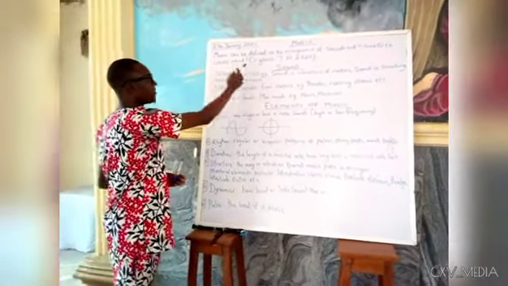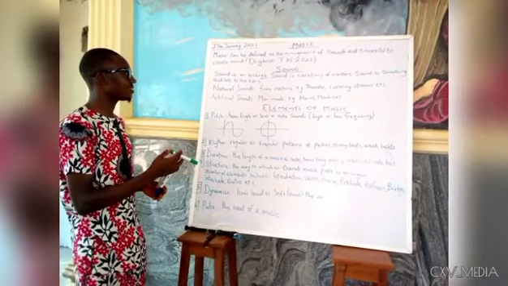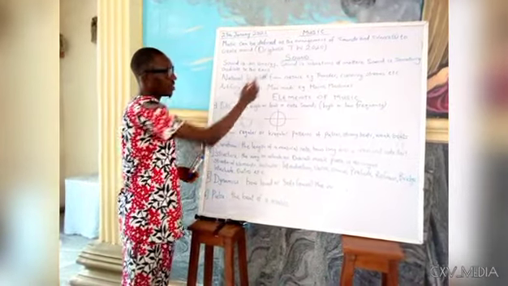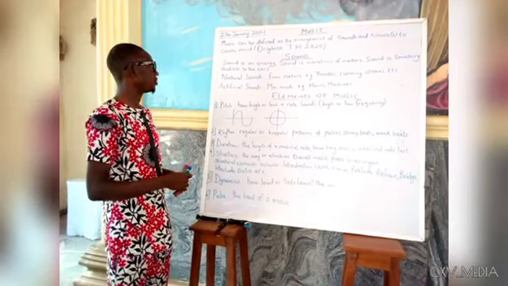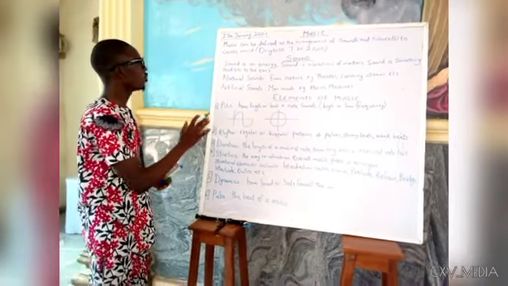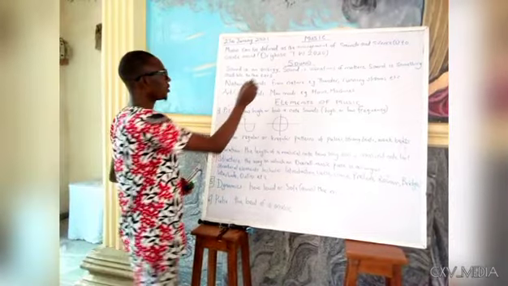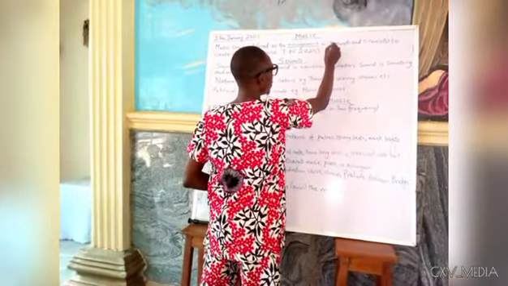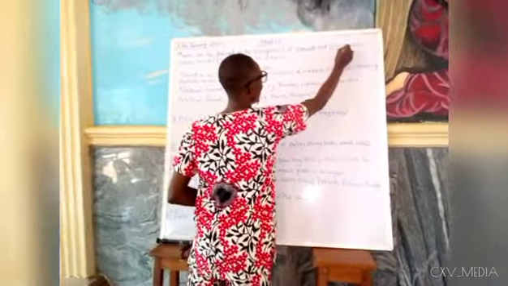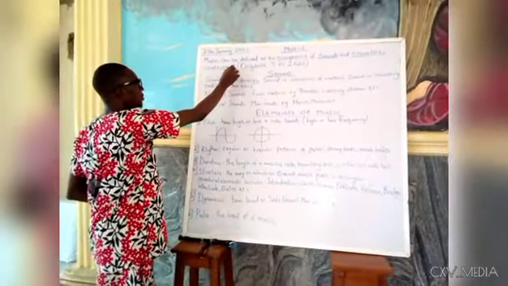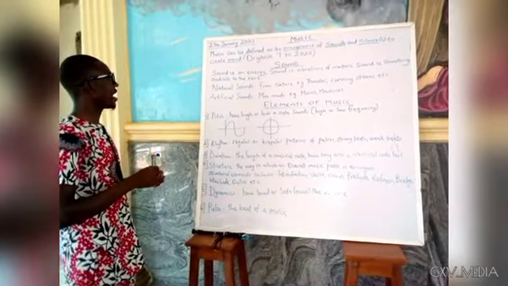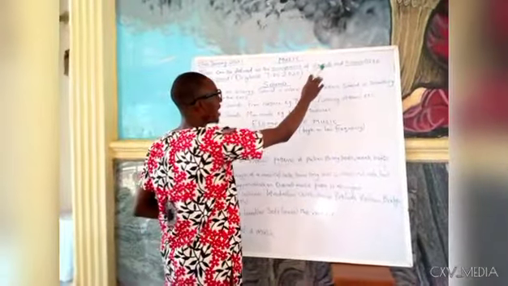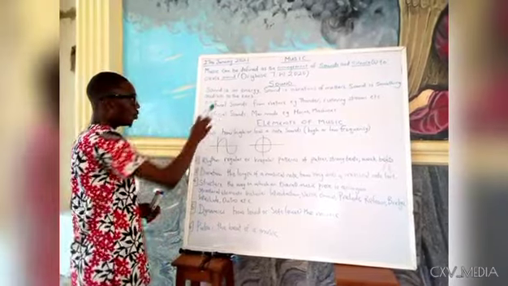Music can be defined as the arrangement of sounds and silence to create mood. I got this definition inspired in the year 2020 around. Things that come to mind in defining music from my own definition: number one, arrangement; number two, sound; number three, silence; and number four, mood. My definition entails music as the arrangement of sounds and silence to create mood.